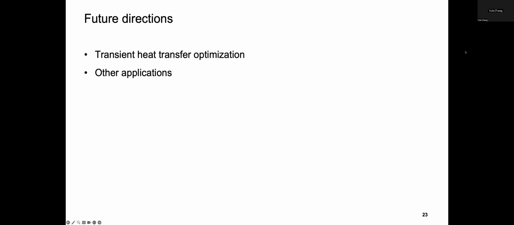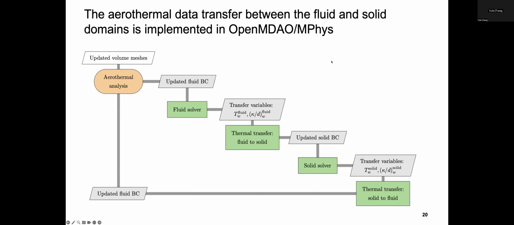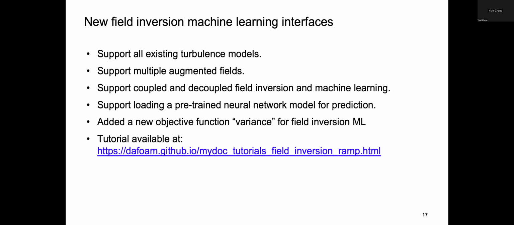I have a question. You mentioned that you can support existing turbulence models, all of the turbulence models. Is that true? I'm wondering if you can support the Reynolds stress models or transition models.